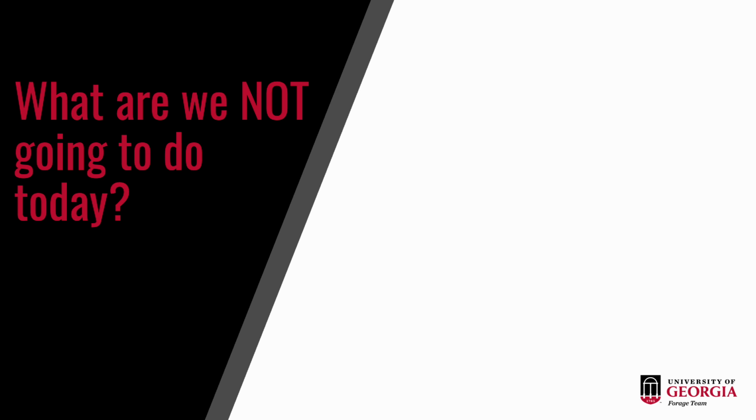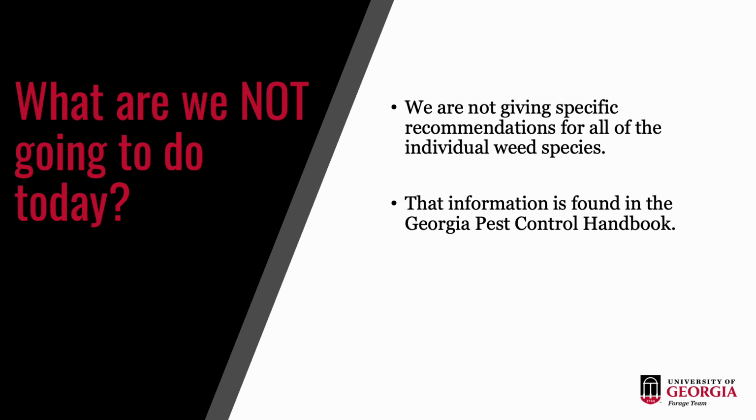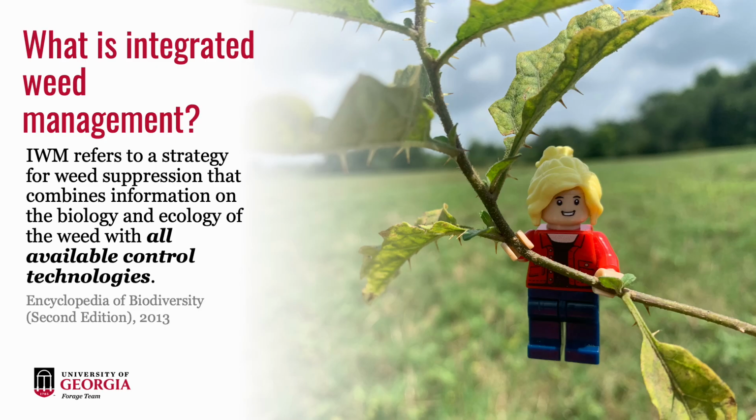So what we are not going to do in this specific presentation is give specific recommendations for all of the individual weed species. That would take too long and it makes for a pretty boring presentation, to be honest. All of these are found in our Georgia Pest Control Handbook, and if you're listening in from another state, I believe most of them have a comparable document to this with labeling requirements for your specific state. Instead, in this presentation, we are going to talk about building a plan, an overview, kind of overarching, generalized plan for managing weeds on our farm.